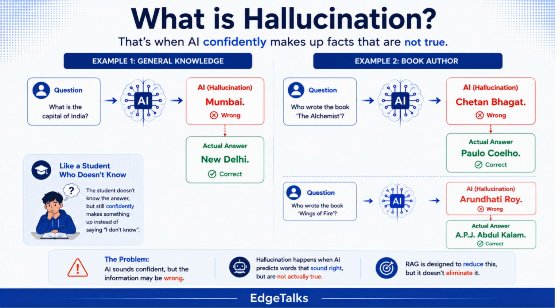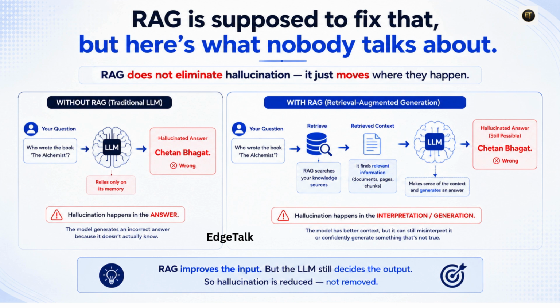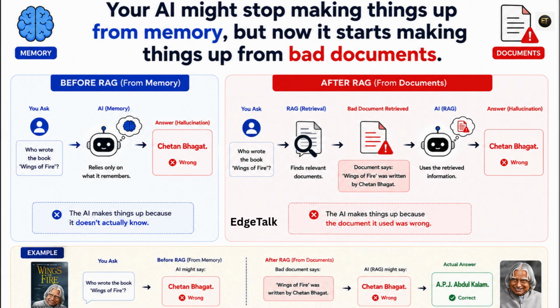So traditional LLMs hallucinate because they only rely on memory. But RAG changes that by introducing retrieval. Now hallucination can still happen because of interpretation and generation. The model still interprets retrieved information and can misunderstand it. So RAG improves the input, but LLMs still decide the output. Now let's understand this even further, how this happens.